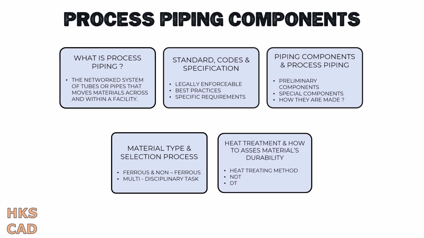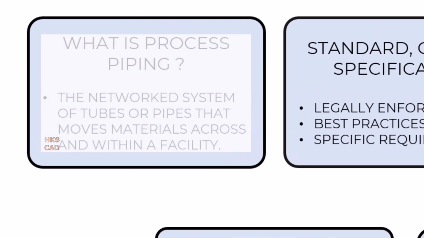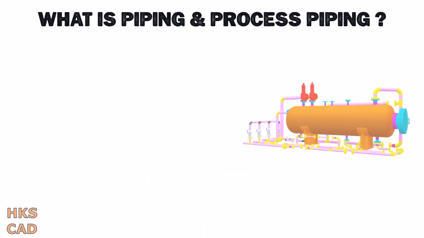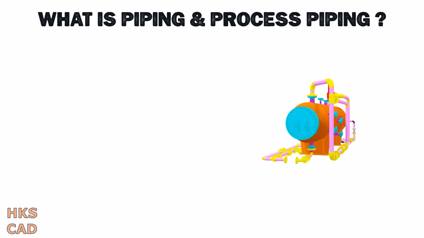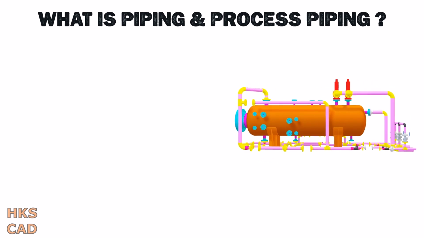First, let's see what is piping. Piping systems include pipes, fittings, pumps, valves, and tanks.